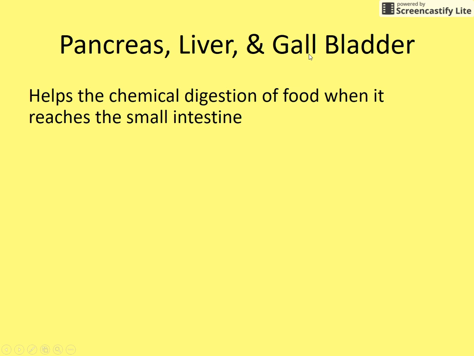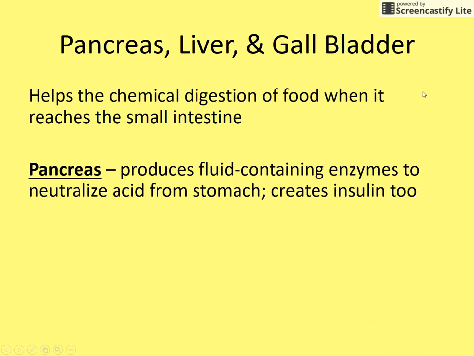Pancreas, liver, and gallbladder. Your food never sees these things. Your burger that you eat at lunch will never see your pancreas, liver, or gallbladder. But these things create stuff that helps in digestion. It's kind of like a supply. It supplies materials that help break down food. So it says it helps the chemical digestion of food when it reaches the small intestine. We'll watch a video in a little bit that shows that.